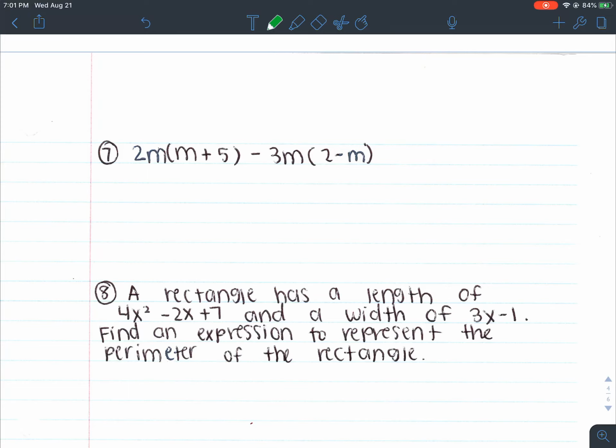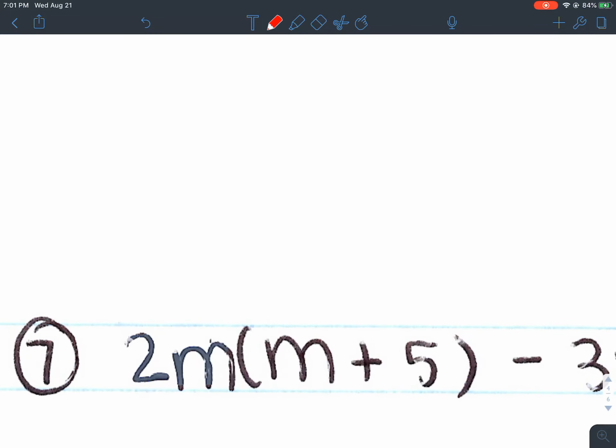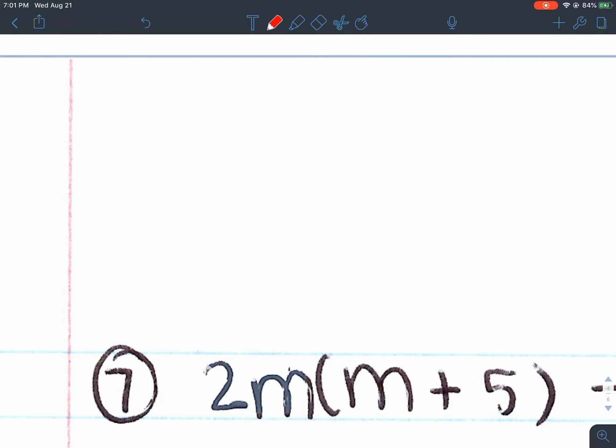All right, so you have 2 problems left in the notes. Number 7 is 2m times (m plus 5) minus 3m times (2 minus m). So we're going to go over a little short lesson real quick. This is important, so please pay attention.